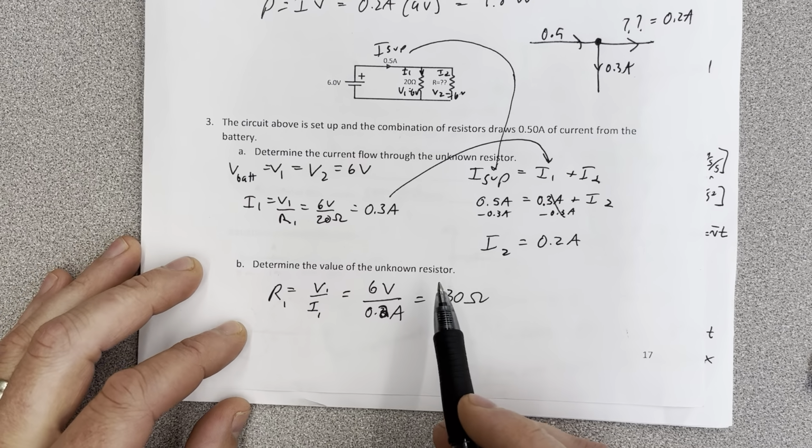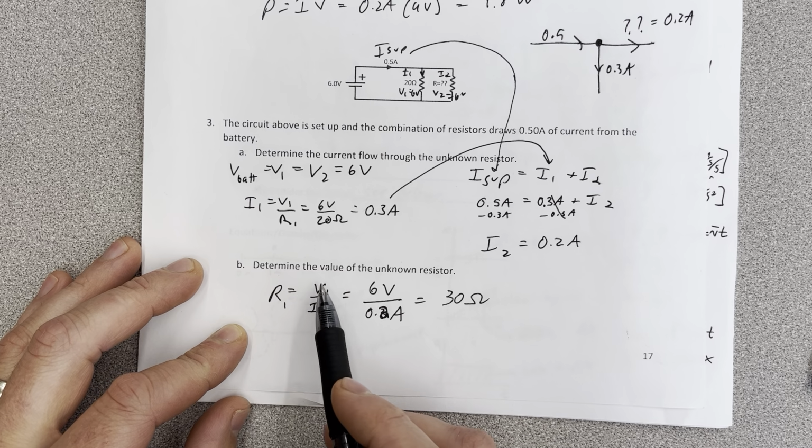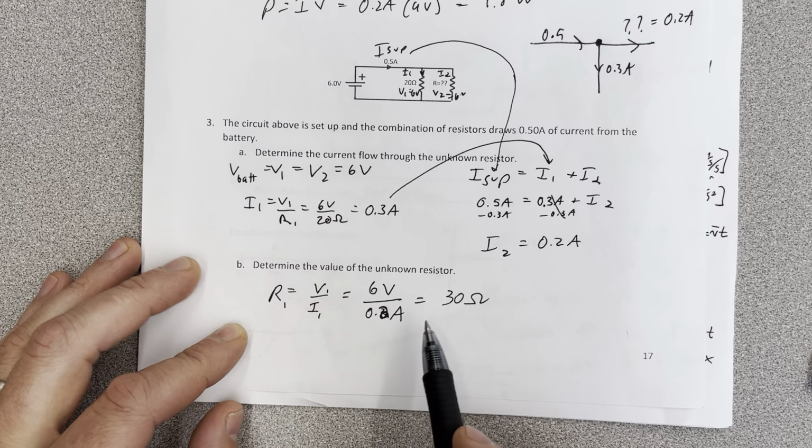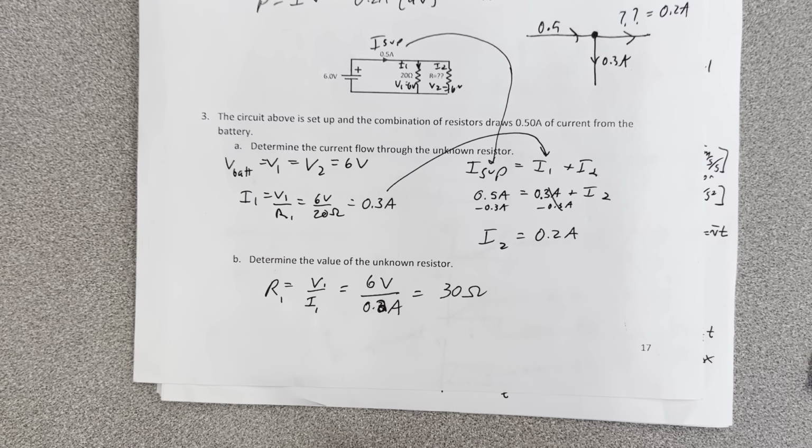Determine the value of the unknown resistor. R equals V over I: 6 volts over 0.2 amps. 30 ohms. 30 ohms.